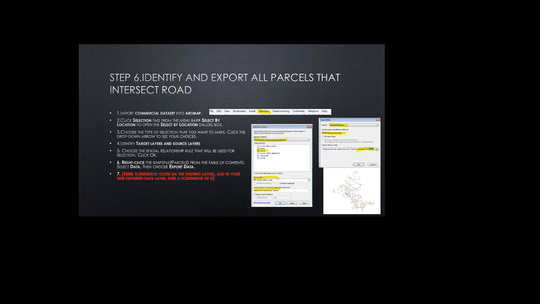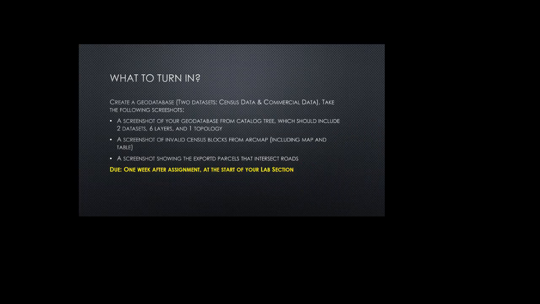Finally, when you get towards the end, you're going to identify and export all the parcels that intersect roads. On your final portion of Lab 2, once you've imported all the features, you want to choose the selection, click the down arrows, and hit the target areas. You want to say, where are all the parcels that connect through the roads? Because you've built that topology, you can answer those questions. And that's the beauty behind that.